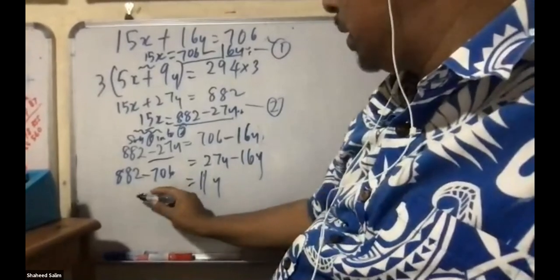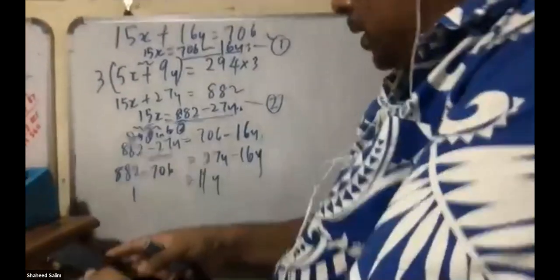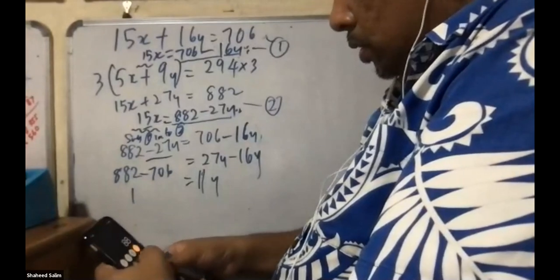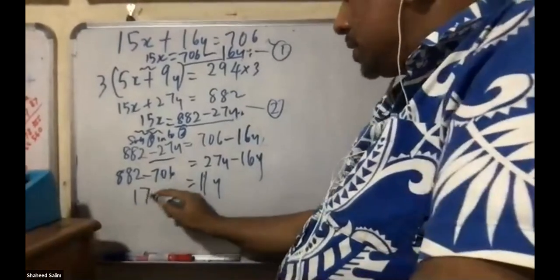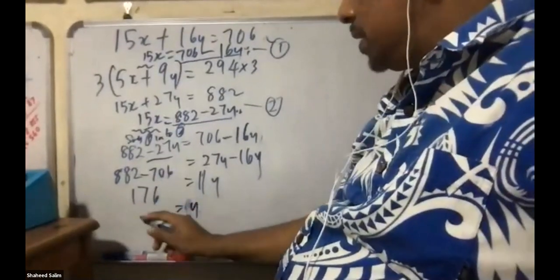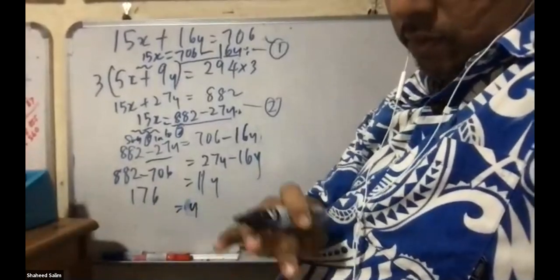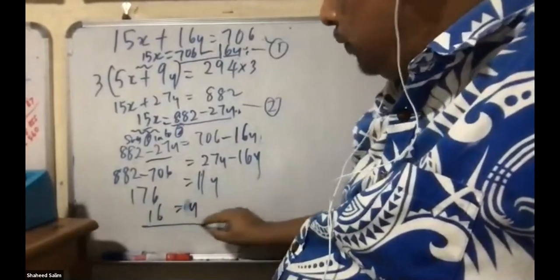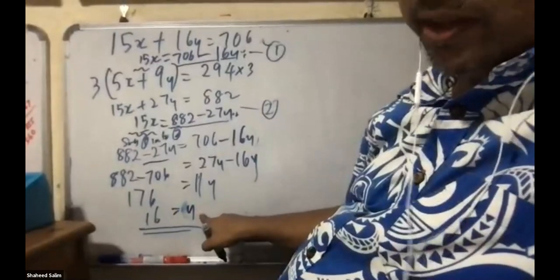And this one you minus, you get 176. 82 minus 706, 176. So y equals to 176 divided by 11. You will get 16. Now, if you look at the question, they tell you why is the price of tiger prawns per kg.